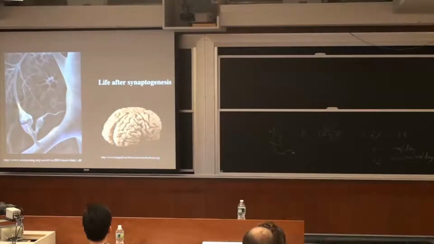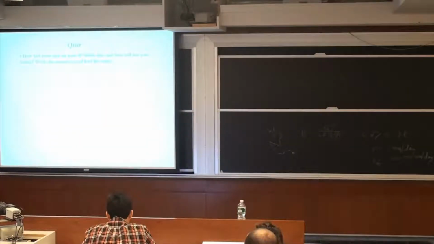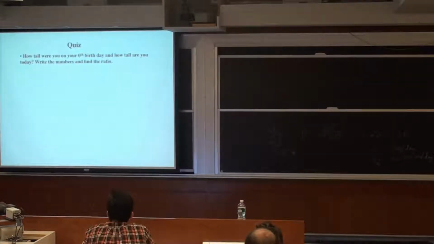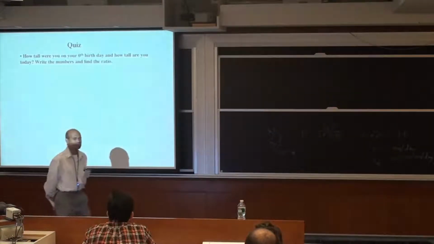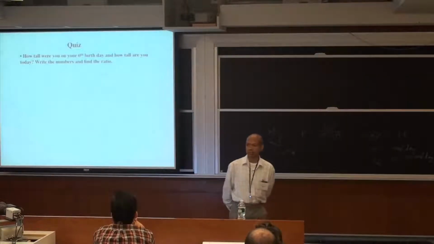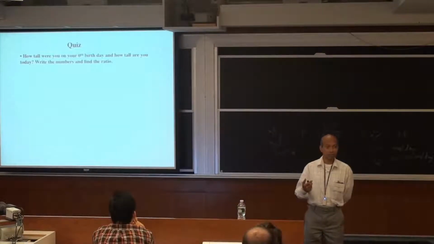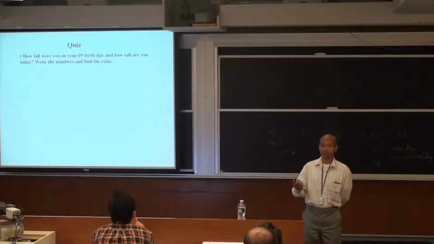So life after synaptogenesis. So we form the neuromuscular junction or neuron-neuron junction as defined by the genetic code. Okay? So the brain is formed, neuromuscular junctions are formed in the early embryonic stage. Now comes the quiz again. How tall were you when you were on the 0th birthday? Take a guess. Few centimeters, right? Maybe 10 centimeters? 20 centimeters?